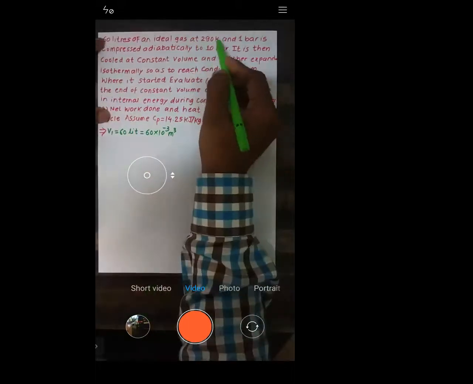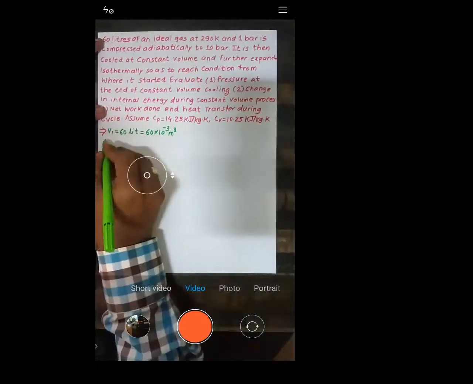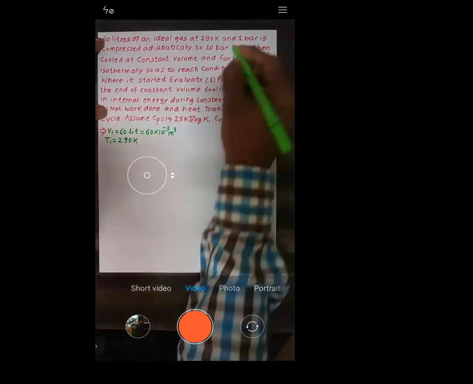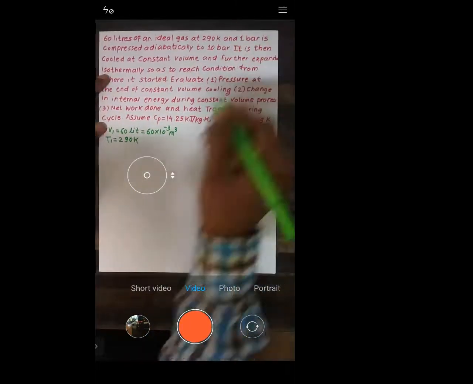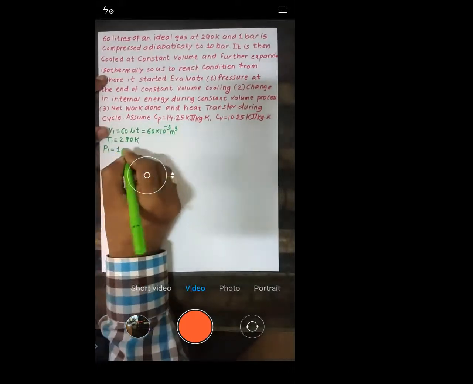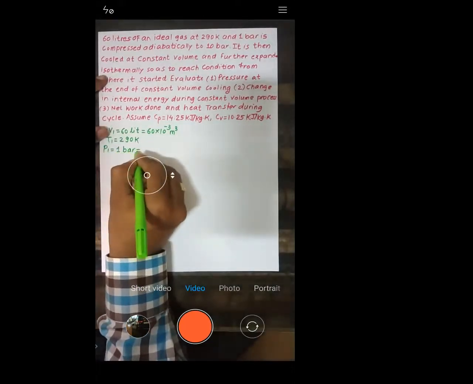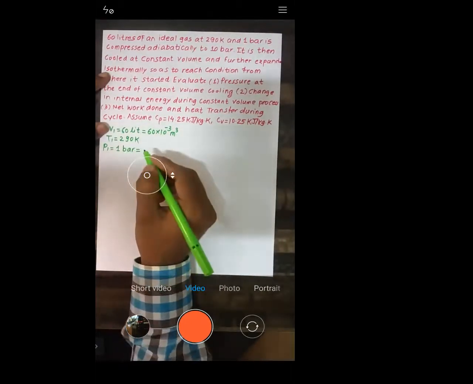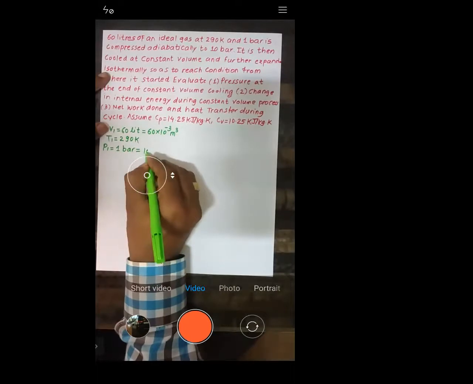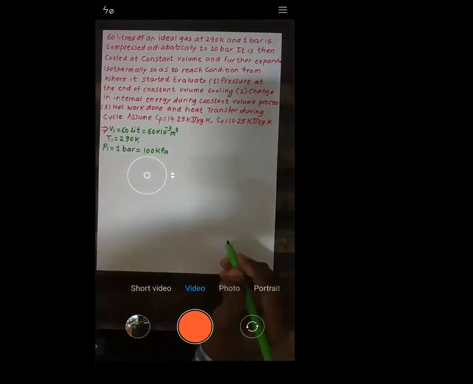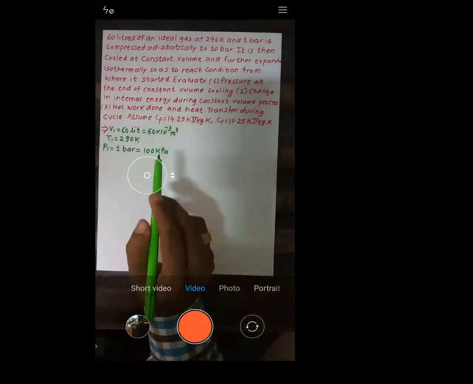At 290 Kelvin. This is nothing but temperature, so T1 is 290 Kelvin. And 1 bar, obviously a pressure, so P1 is equal to 1 bar. As I explained in the last lecture, when you multiply bar by 100, it becomes kilopascal. So P1 is 100 kilopascal.